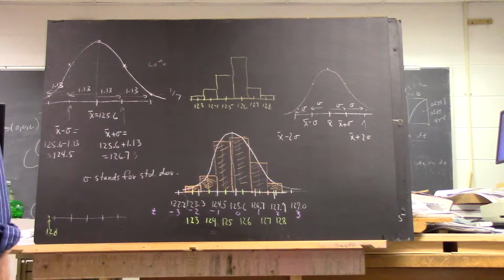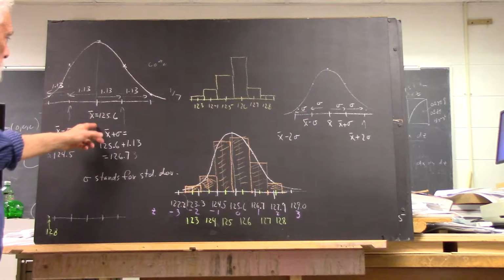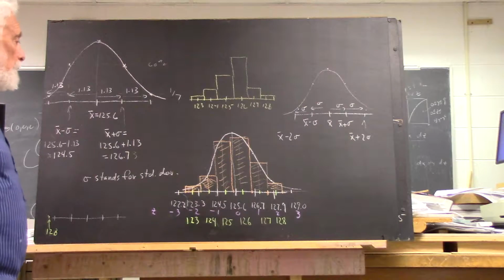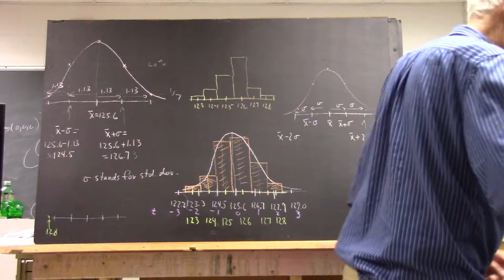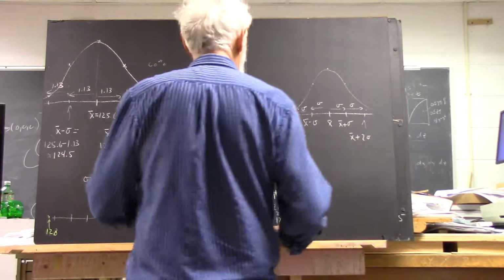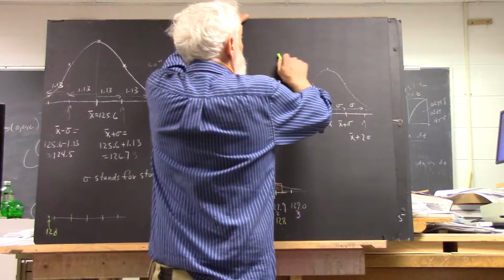Now, for our wrestlers, we found that the mean is 125.6. Well, what we do is we sketch a normal curve. Okay? Now, remember how we sketch a normal curve?